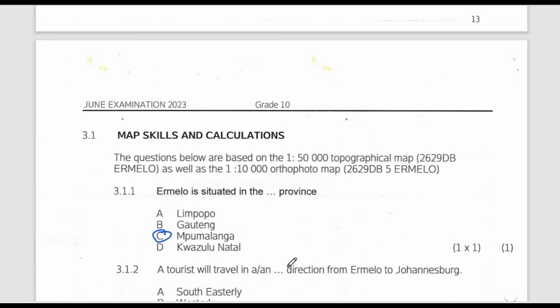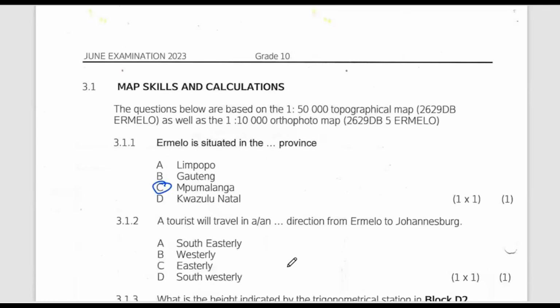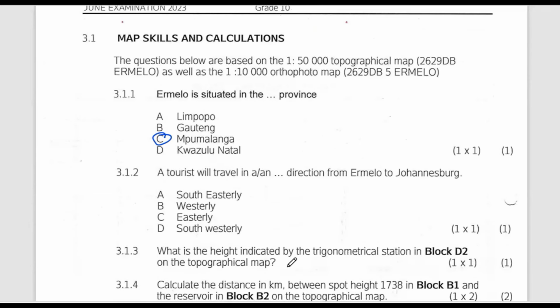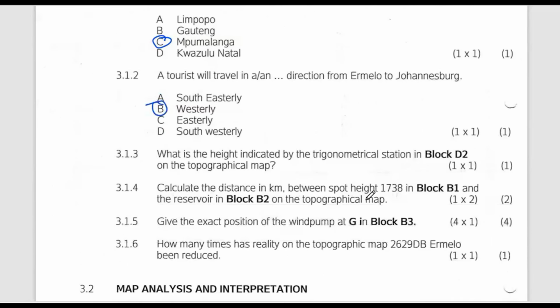Right. And then the other question says a tourist will travel in a or n direction from Emelo to Johannesburg. What is the direction from Emelo going to Johannesburg? Right. We are understanding how those two provinces are related. As you are coming to Joburg from Emelo, we know Mpumalanga is in the extreme east of South Africa and Joburg is in the interior, which means you must be moving in a westerly direction. You're coming from the east going to the west.